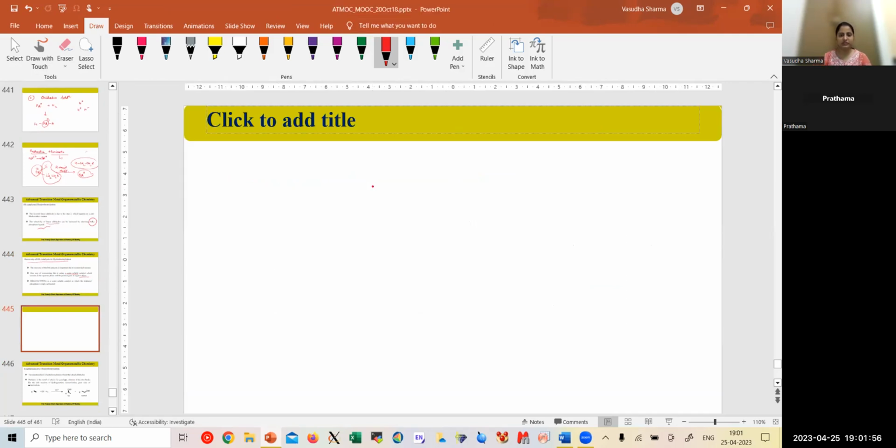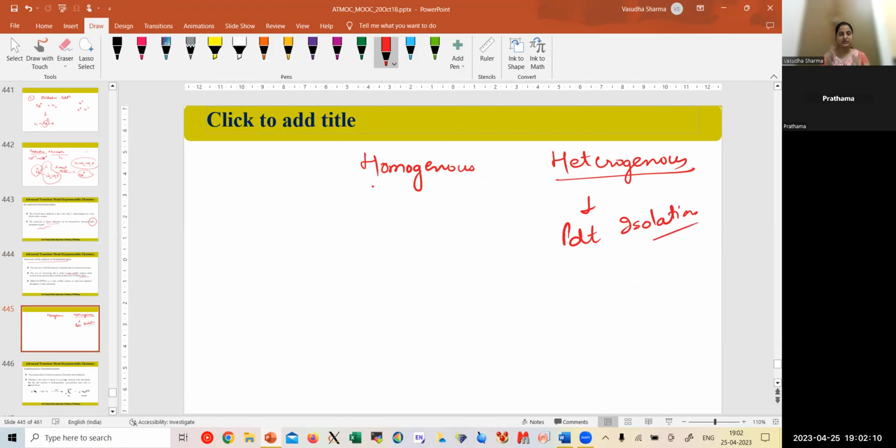So generally, we have two kinds of catalysis systems. One is homogeneous and the other is heterogeneous. In heterogeneous, product isolation is very, very easy because there are two phases. One would be gaseous, the other would be solid, so you can remove the gaseous product or you can remove your solid product. But homogeneous itself says that there is no phase difference.